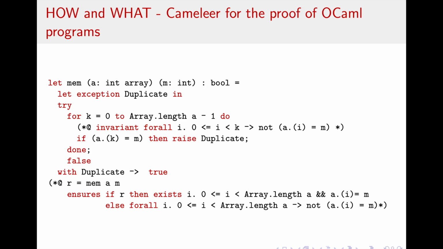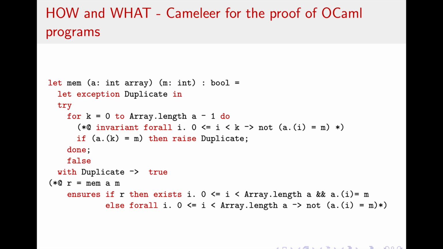We can see here that the specification is introduced using comments with a special character at, following the usual parenthesis and asterisk. We introduce in this function a loop invariant to guarantee that we are getting closer to the solution during each loop iteration, and a post condition, that if the function returns true, then there must be an i between 0 and the length of the array, where the element at index i is precisely the element we are looking for. Otherwise, none of the elements in the array can be equal to the element we are looking for.